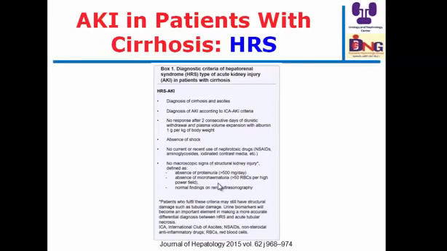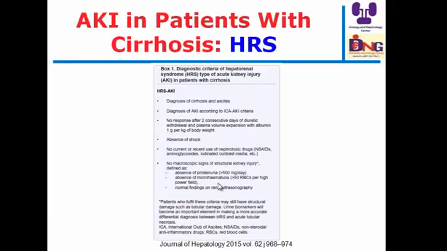We should have cirrhosis and ascites. We should have the diagnosis of acute kidney injury based on the International Club of Ascites acute kidney injury criteria, as I mentioned in the previous slide. No response after 2 consecutive days of diuretic withdrawal and plasma volume expansion with albumin 1 gram per kg per day.